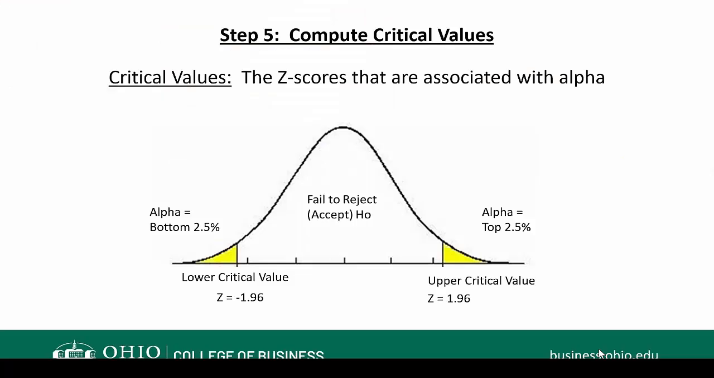Here's a visual depiction of our critical values. Again, we had an alpha of 5%. We divided it by 2 because we're conducting a two-tailed test. So we have 2.5% in both tails. We have the upper 2.5% and the bottom 2.5%. And what we did was we found the z-scores that are associated with the top and bottom 2.5%, and those are called our critical values.